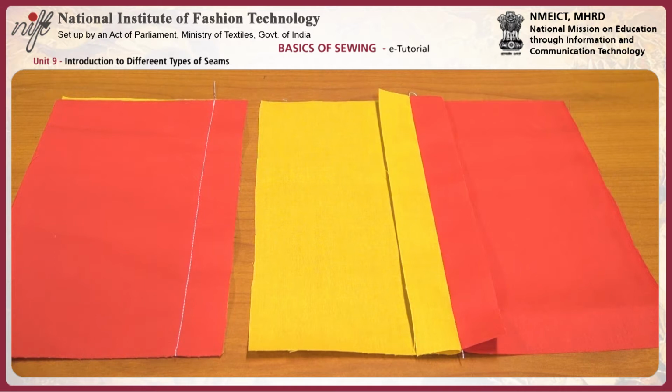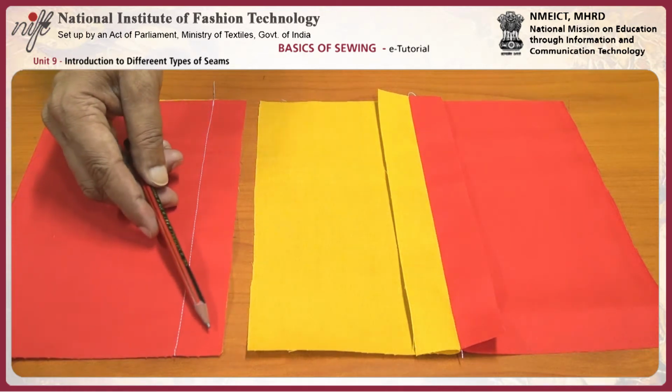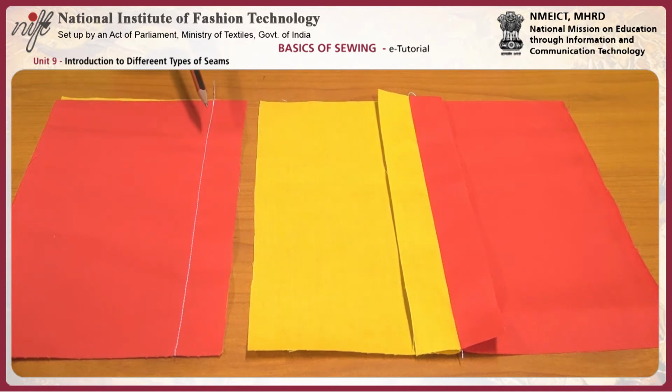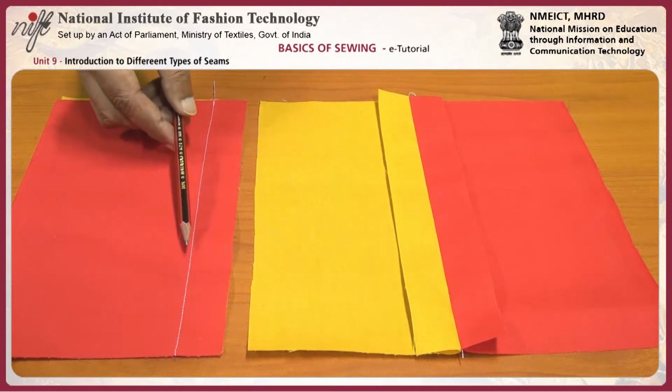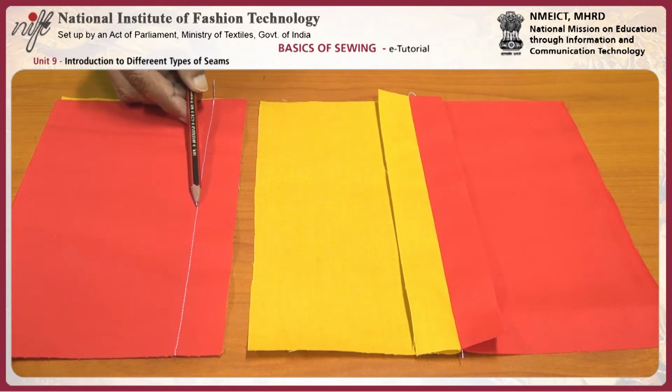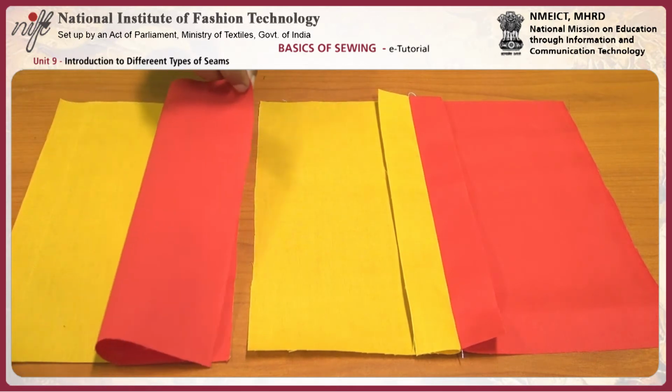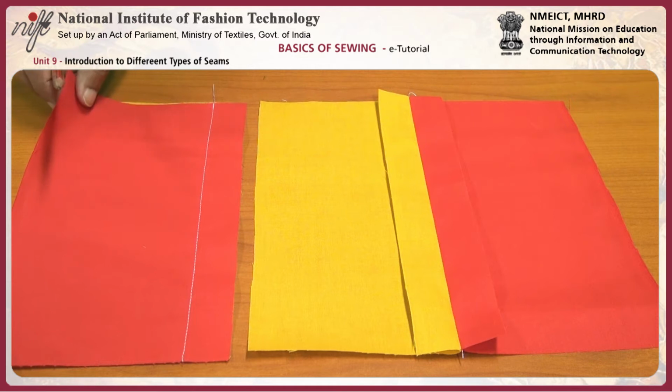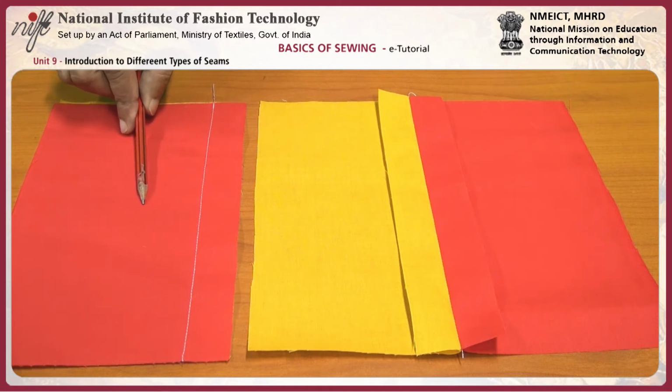Exercise: bias bound and Hong Kong seam finish. These are two different types of seam finish. One is a bias bound, second one is a Hong Kong seam finish. The sample dimension will remain the same, and the first step we have done: superimposed seam finish with 1 inch distance. This is the superimposed seam in same dimension fabric we finished. This one is the first step.